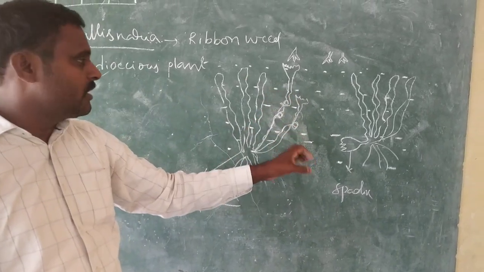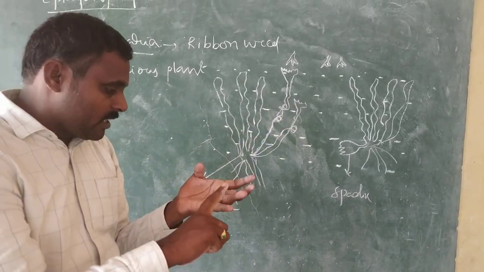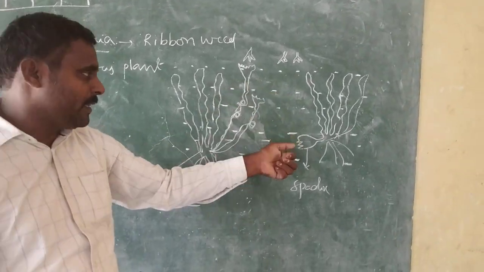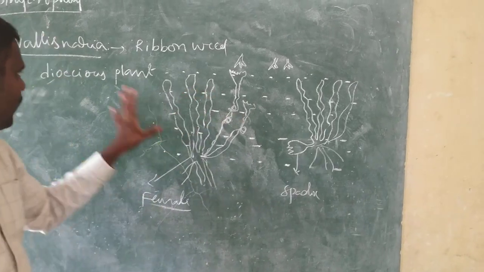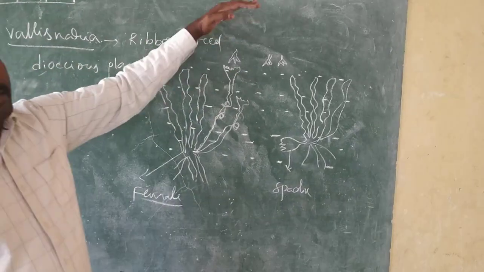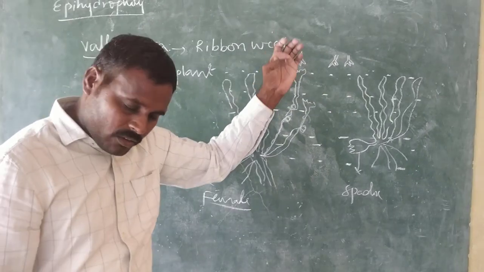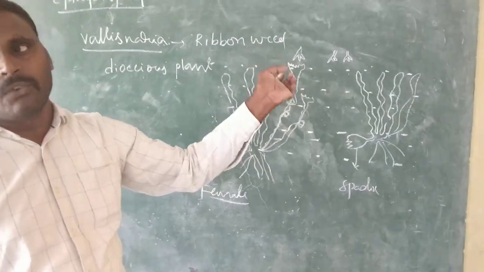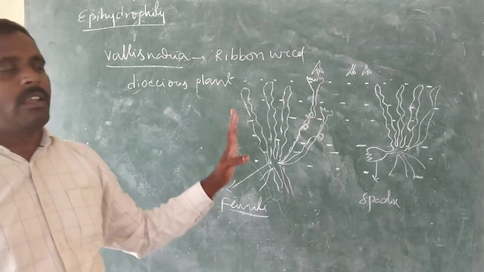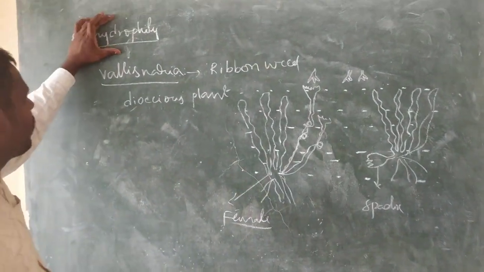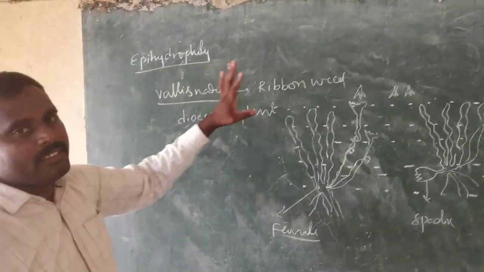So after pollination, fertilization and the fruit formation take place within the water. That means only pollination takes place on the surface of water, but fertilization and the formation of the fruit take place inside the water. This is about epihydrophily, which takes place in Vallisneria.